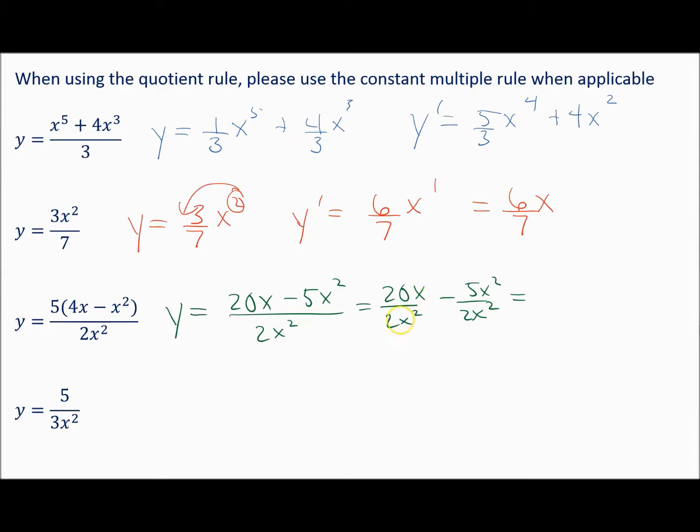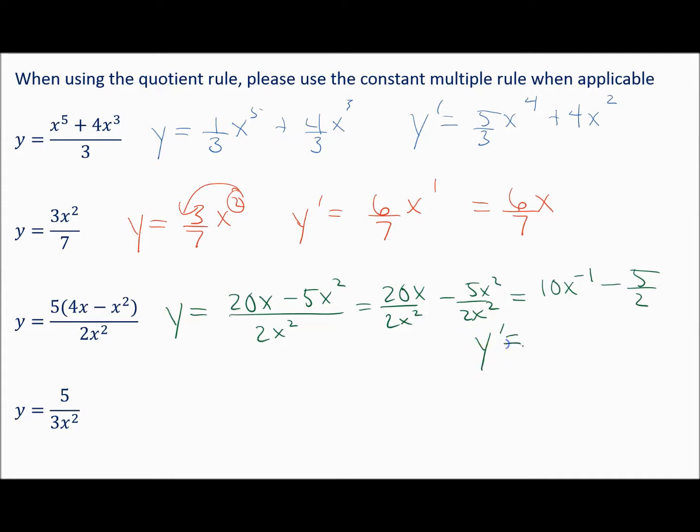But 20x over 2x squared. The 20 and the 2 cancel. That gives me 10. Now, that would be over x. You agree I should write that as 10x to the negative 1? We talked about that in the last video, right? And then minus, these x squareds just cancel, 5/2. Now, I haven't even done any calculus to it yet. Now, I'm ready to take the derivative.